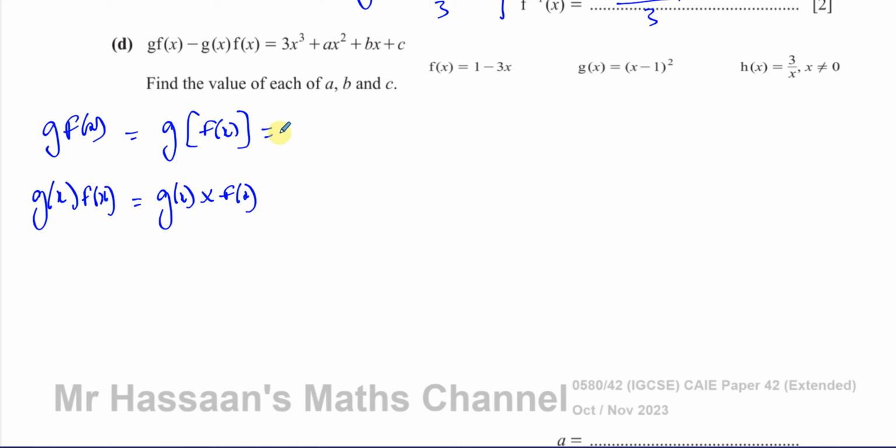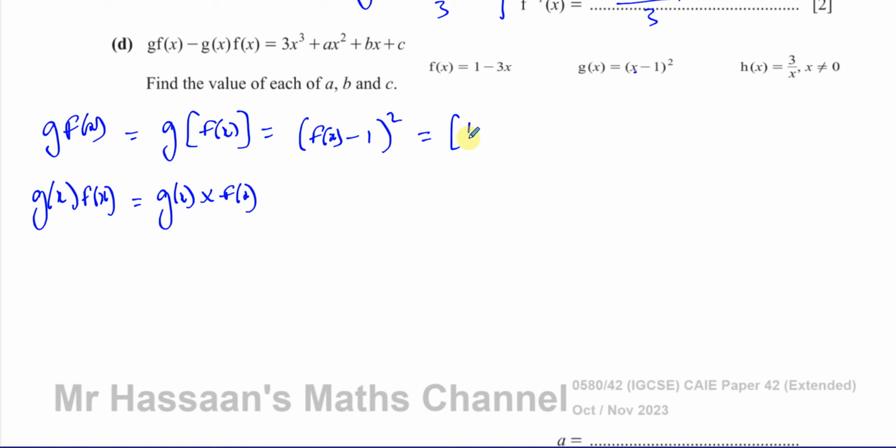So this is taking the function g, which is (x minus 1) squared, and replacing the x with f(x). Replacing the x in function g with f(x). And we know f(x) is 1 minus 3x.